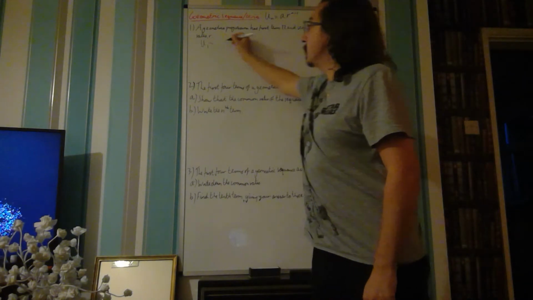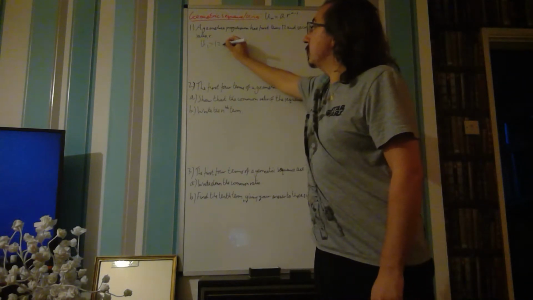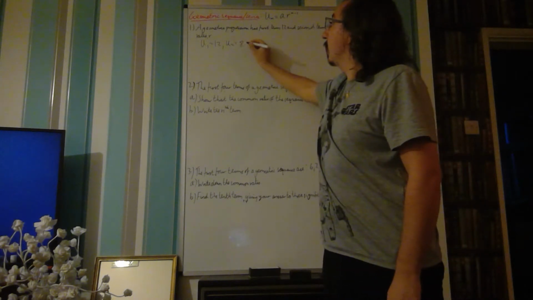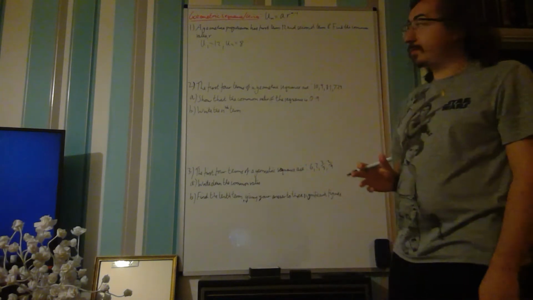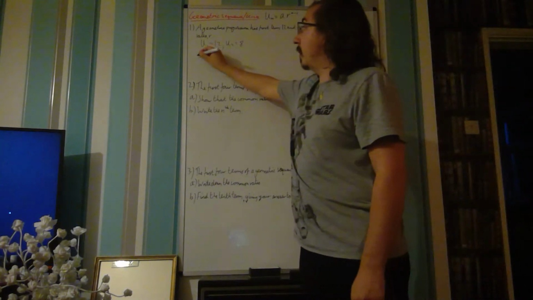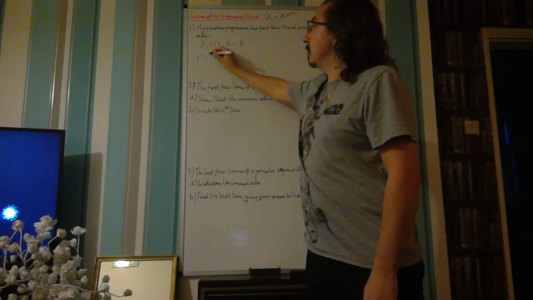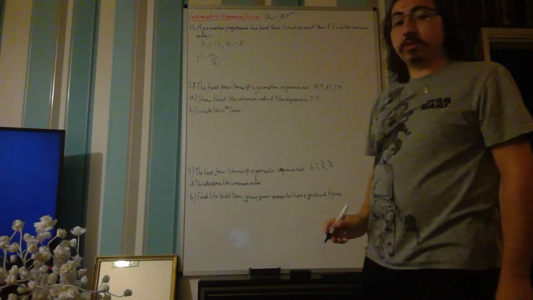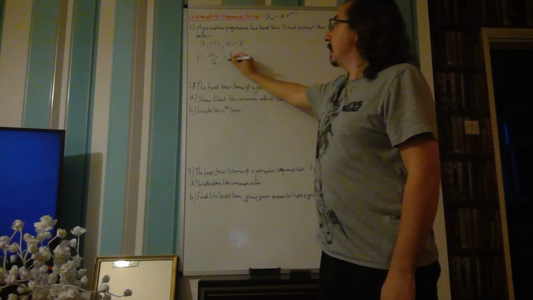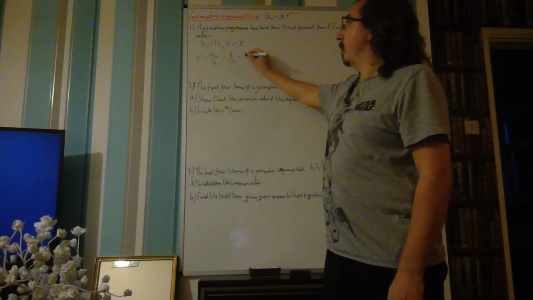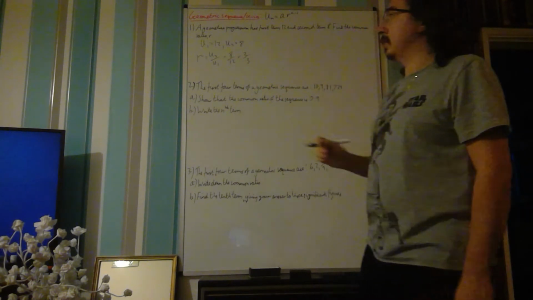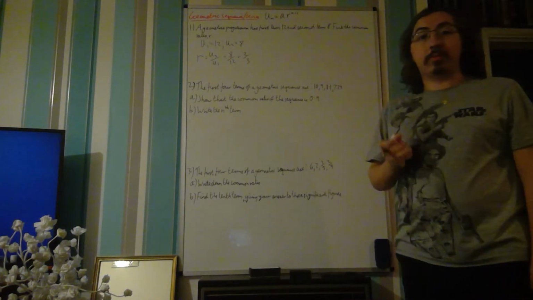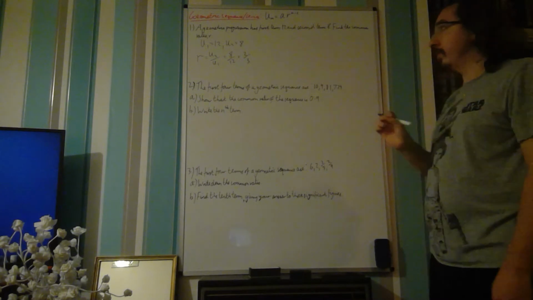We're given the first term u1, which is 12, and the second term u2, which is equal to 8. If we want to find our common ratio, we can take the second term u2 and divide it by the first term u1, which in this case is 8 over 12, which simplifies to 2 over 3. And that's the end of problem 1, a very nice simple problem.